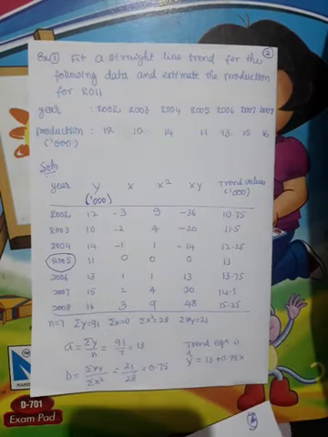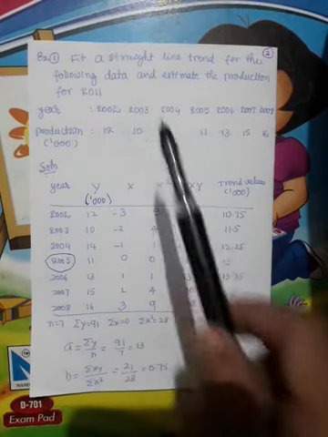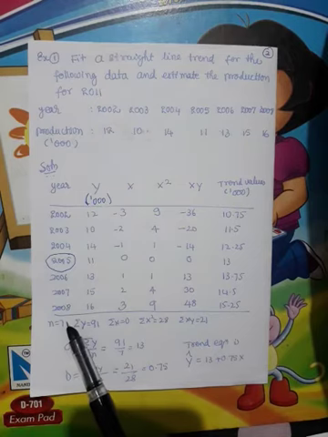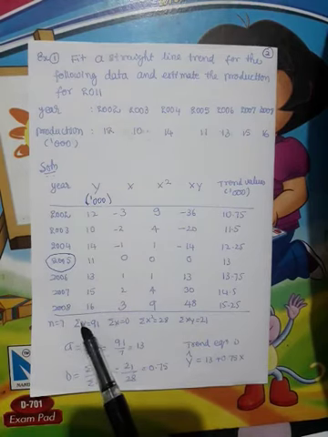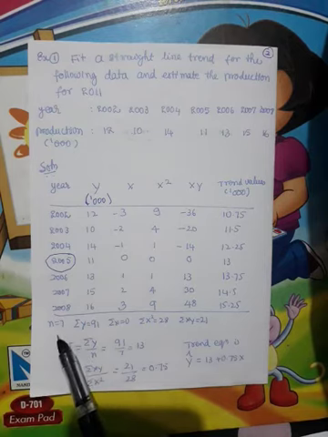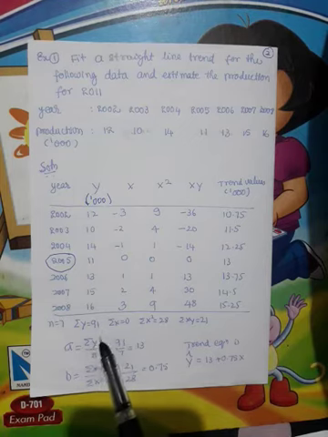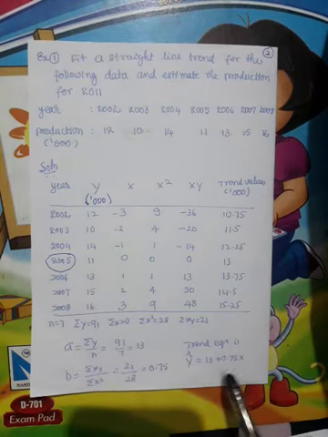And we can estimate the production for 2011. So for 2002 to 2008, they are the present years. We know the data of these years. For 2011, we don't know the production. So we can estimate with the help of this trend equation.